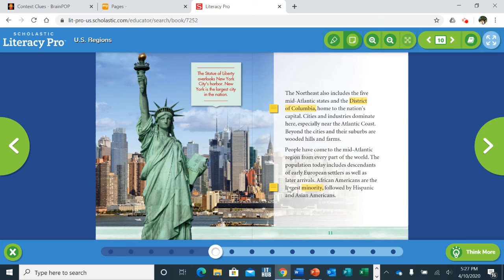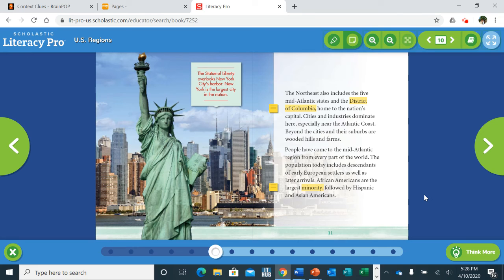Okay, but in this paragraph, it says that people have come to the Mid Atlantic region from every part of the world, and that's very true. If you go to New York, if you go to Boston, even to where we live in Springfield, you see people from all over the world, and that's very common to see in places like the Northeast region.